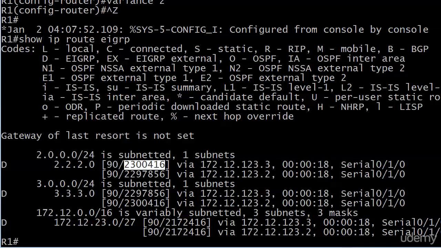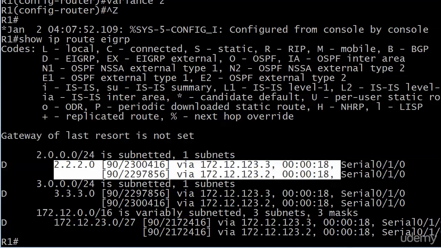No, it does not. What it does is make a slightly higher metric more acceptable to the routing table. So while the metrics didn't change, we do have load balancing going on to router 2's loopback. And you can see there's our network, the administrative distance of 90, which we expect, our metric, our feasible distance, the next hop IP addresses, how long it's been in the table, and the exit interface.